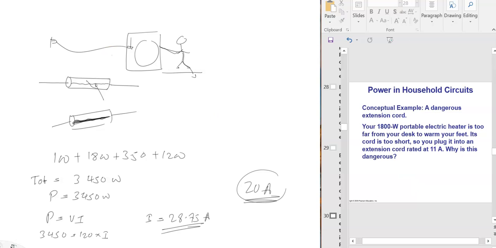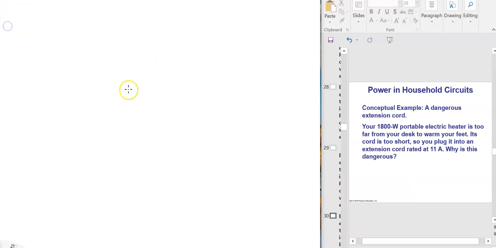Okay, here's another question. Your 1800 watt portable electric heater is too far from your desk to warm your feet. Its cord is too short, so you plug it into an extension cord rated at 11 amps. Why is this dangerous? Something we always do. If the wire is too short, we plug it into an extension cord. From now on, you know whether to use that extension cord or not. Especially if you are running it overnight, it can be a little dangerous.